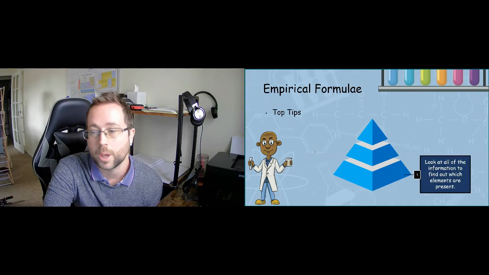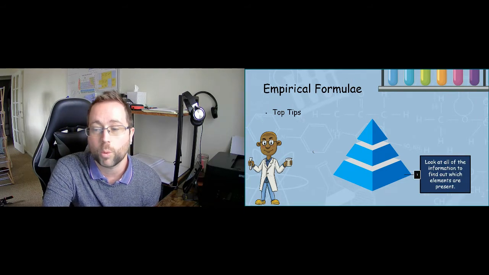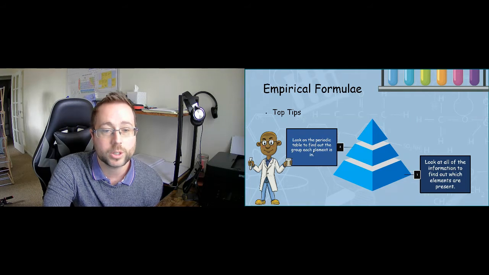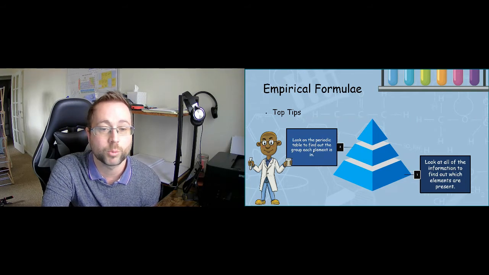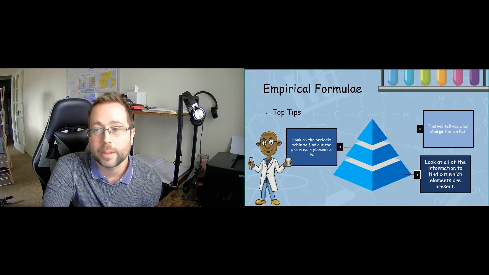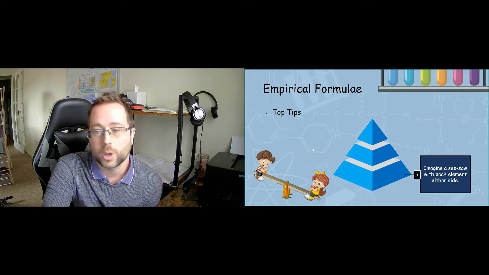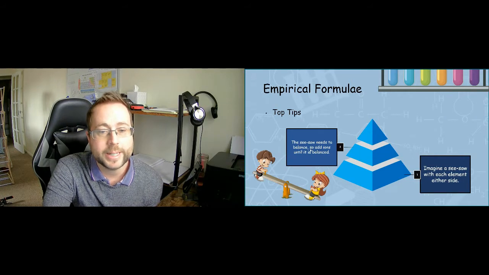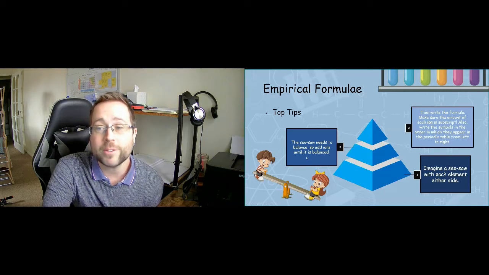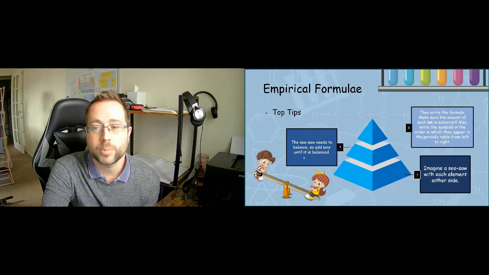Our top tips. We need to look at all of the information to find out which elements are present. We need to look on the periodic table to find out the group each element is in. This will tell us what charge the ion has. Okay, so imagine a seesaw with each element either side. The seesaw needs to be balanced, so add ions until it is balanced. Then write the formula. Make sure the amount of each ion is in subscript. Also, write the symbols in the order in which they appear in the periodic table from left to right.